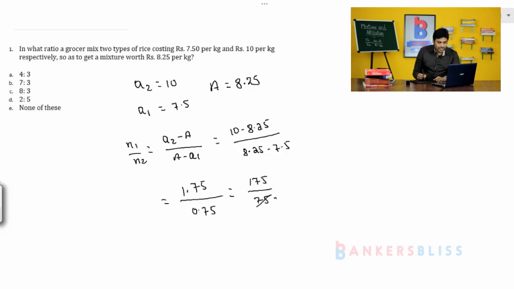25 3s are 75, 25 7s are 175. So, the ratio is 7:3. Option B is the right answer. Very simple. Okay. Let us go to the next problem.